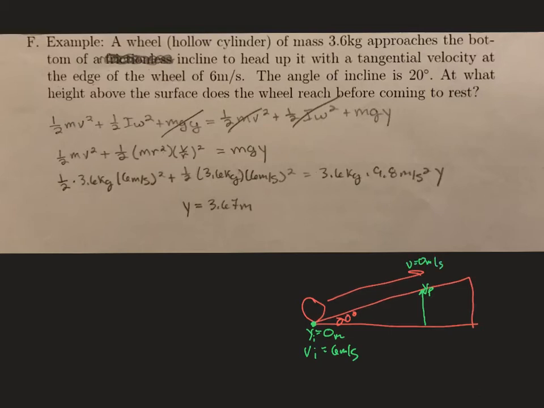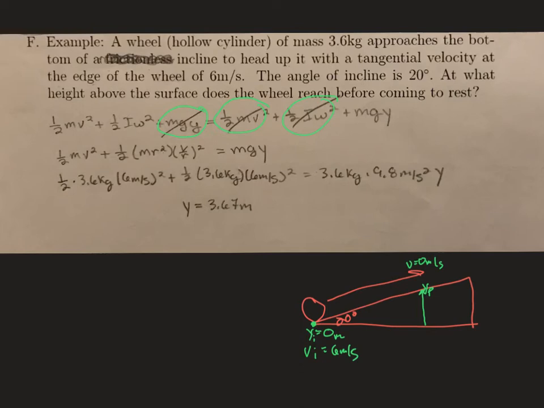You see I crossed a few items off already. Because y initial is 0, I'm crossing off the initial potential energy. And because the object comes to a stop at the top, I'm crossing out our two final kinetic energies.